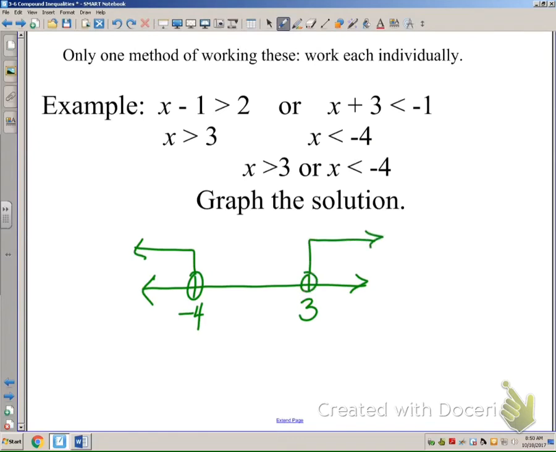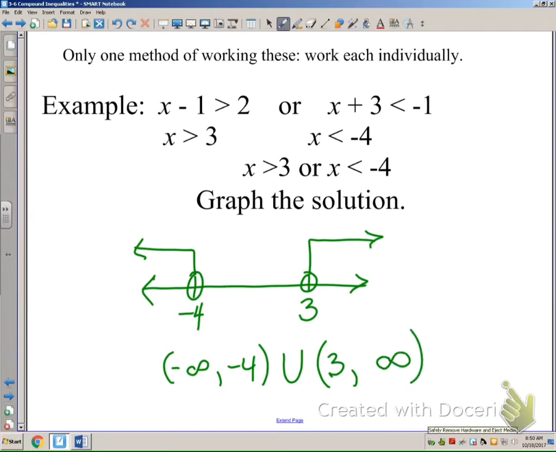How would I write this in interval notation? Well, I'm starting at negative infinity, coming up to negative 4, not including, union with, not including 3, up to positive infinity. And it is not correct if you don't put them in the correct order. Just like we read a book left to right, you have to read your graph left to right and go in the order of which they are. You can't switch this and say from infinity up to 3. That's not what this says. It says we're starting at 3 and going up to positive infinity.